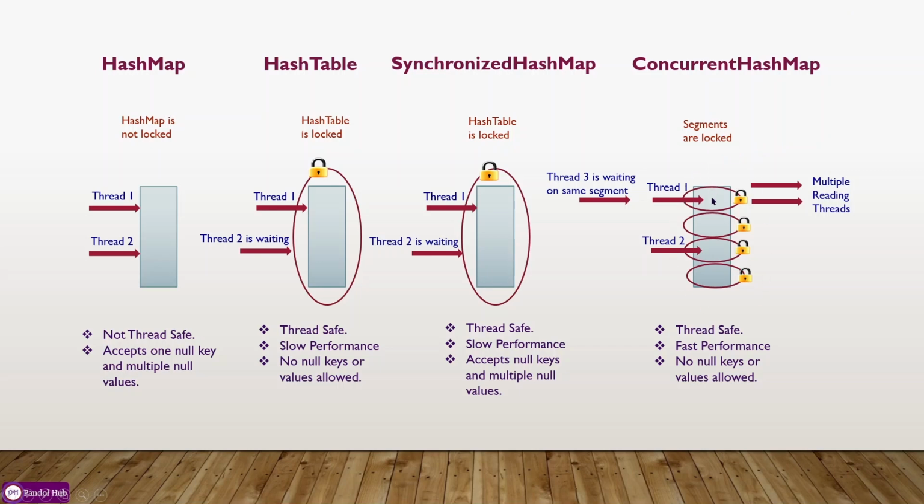And going on with the concurrent hash map, here instead of locking the whole hash map, we have segments. So each segment is locked based on the thread it is going to access. So thread 1 is accessing the first segment, and thread 2 is accessing the third segment. For a single segment, multiple threads can access it for a read operation. But for a write operation, where thread 3 is waiting on the same segment, one thread has to wait for the other to release the lock. Whereas for a read operation, multiple threads can access the single segment.